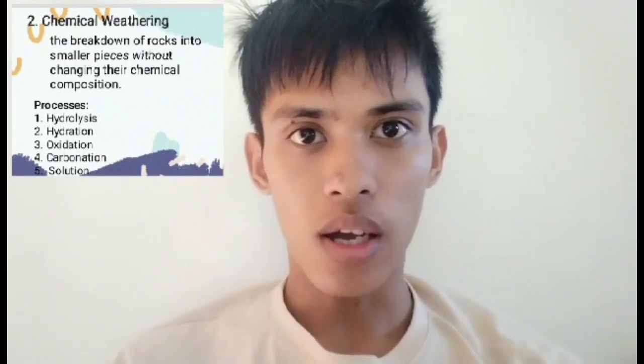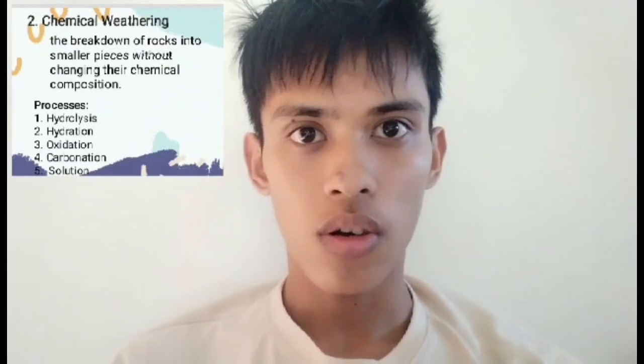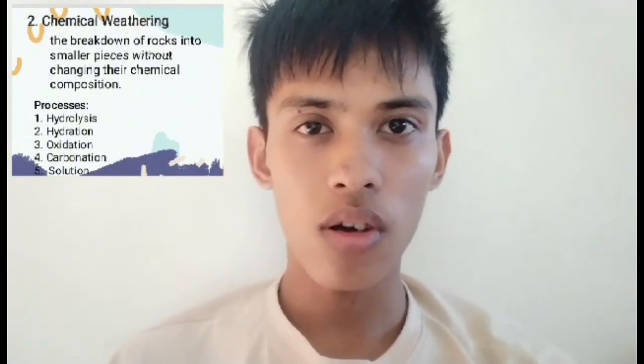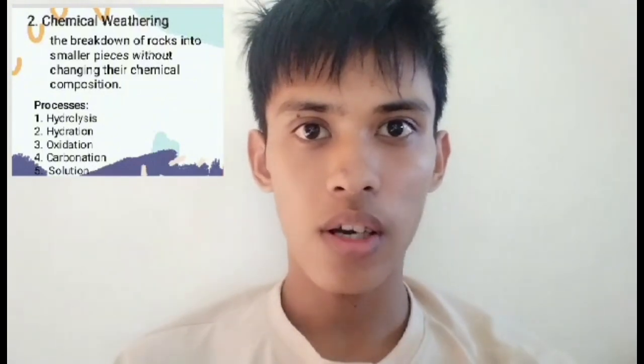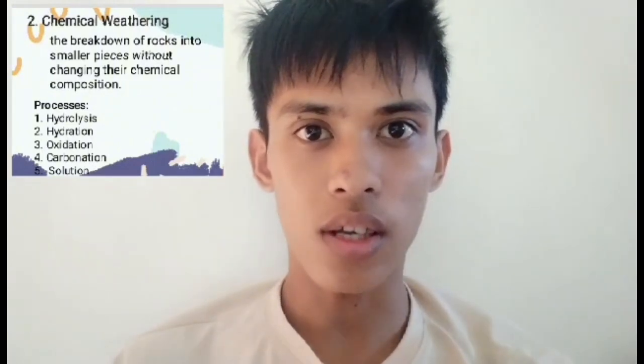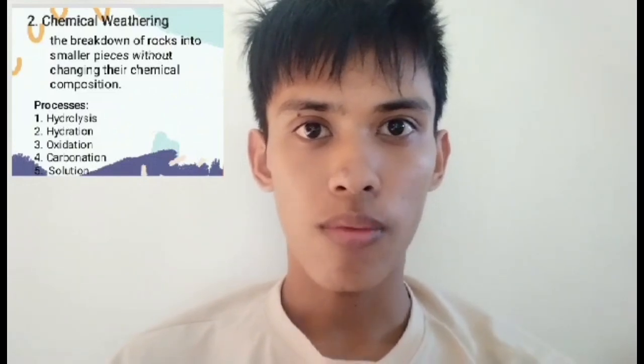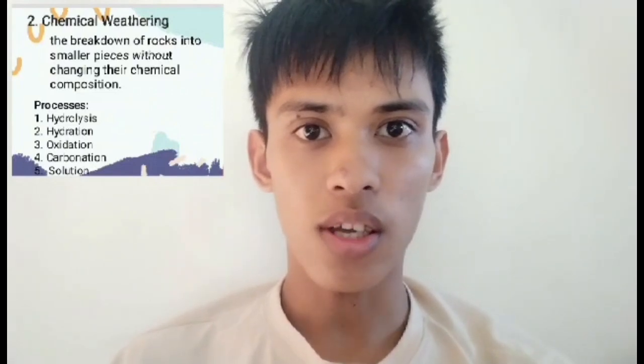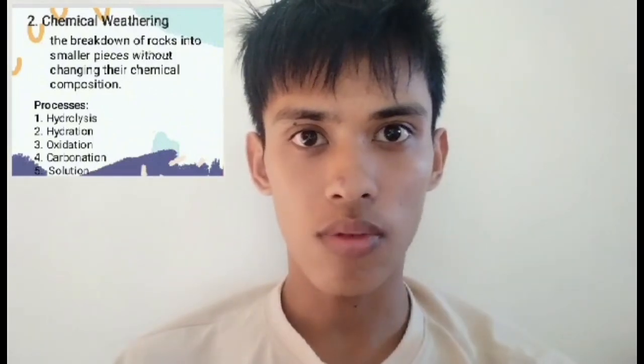Second is dehydration. Minerals absorb water, causing expansion and a change in structure. Example, hematite transforms into limonite. Third is oxidation. Oxygen reacts with minerals, particularly iron-containing ones, causing rust and weakening of rock. Example, ferrous oxide reacts with oxygen to form hematite. Fourth, carbonation. Carbonic acid reacts with minerals to form soluble compounds. Example, calcite reacts with carbonic acid to form calcium bicarbonate.